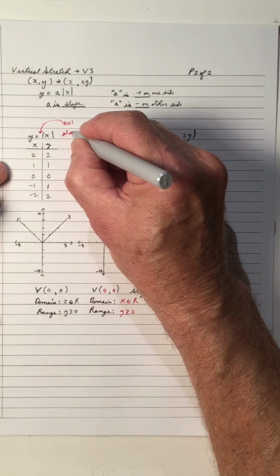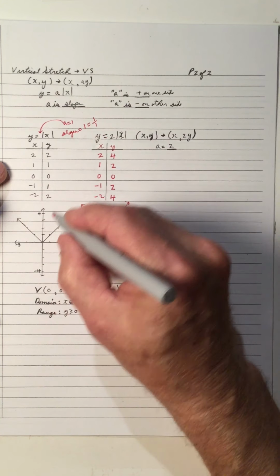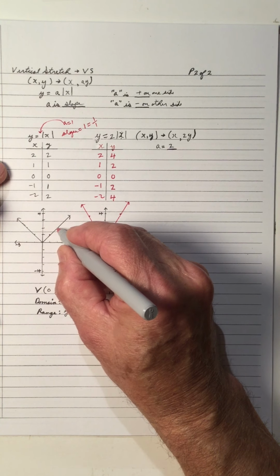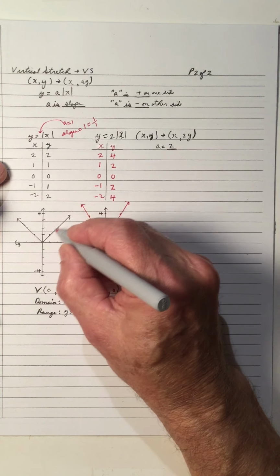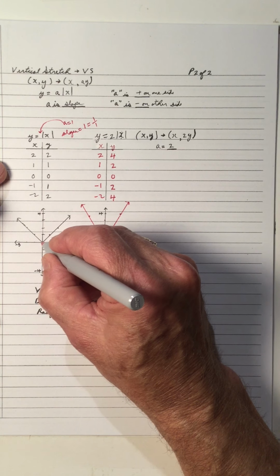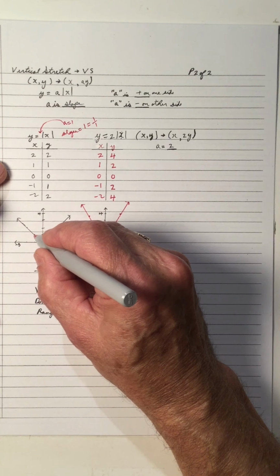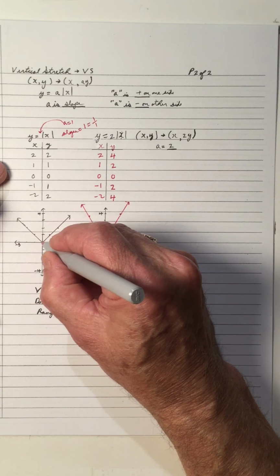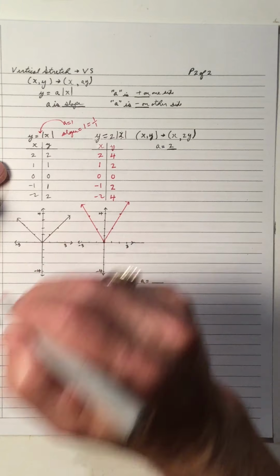But the only difference is that here, A is 1. So the slope is 1, which is 1 over 1. If you go up 1, right 1, up 1, right 1, the slope is 1. Notice that one side is a positive slope, upwards to the right, and this side is a negative slope. You go up 1 to the left, up 1 to the left. So that's a positive slope, and that's a negative slope.